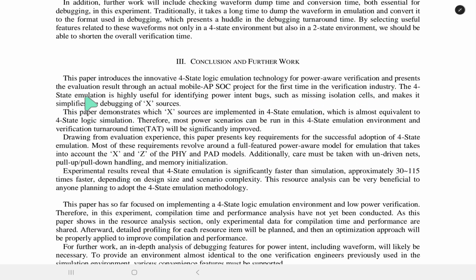The 4-state emulation is highly useful for identifying power intention bugs such as missing isolation cells, and it simplifies the debugging of the X sources. This paper demonstrates which X sources are implemented in 4-state emulation, which is almost equivalent to 4-state logic simulation. Therefore, most power scenarios can be run in this 4-state emulation environment, and verification turnaround time will be significantly improved.